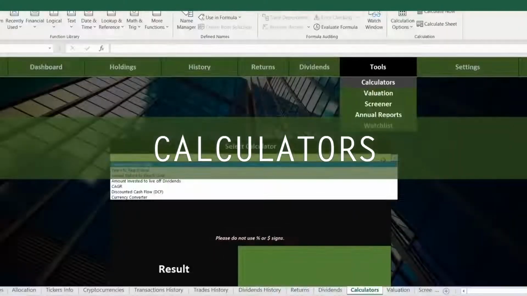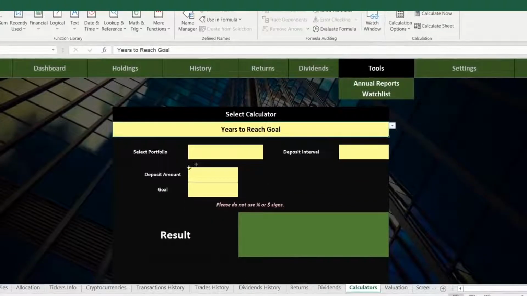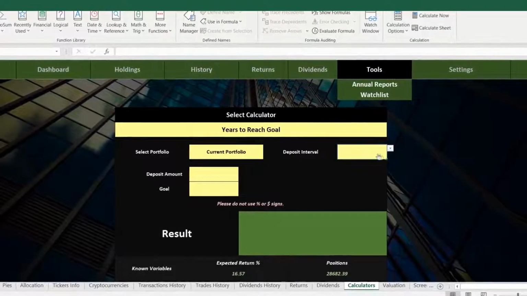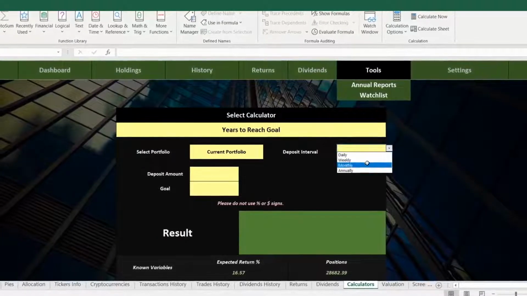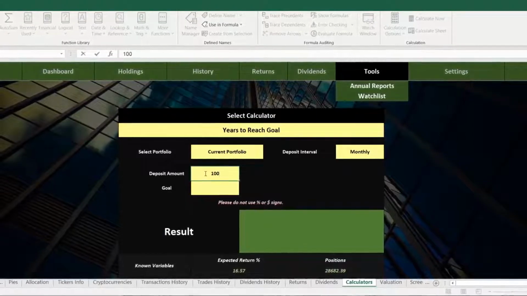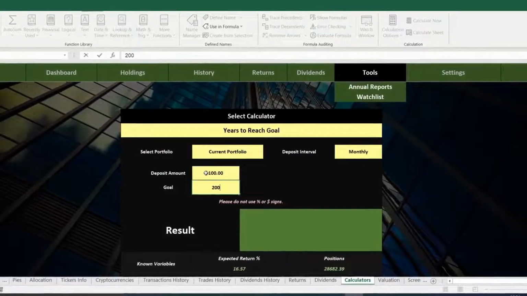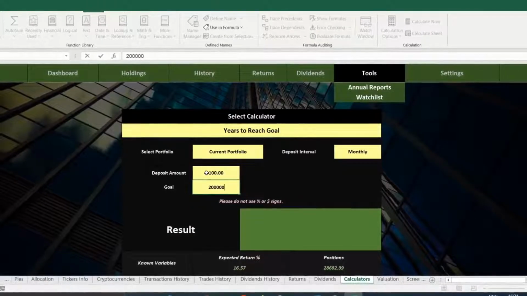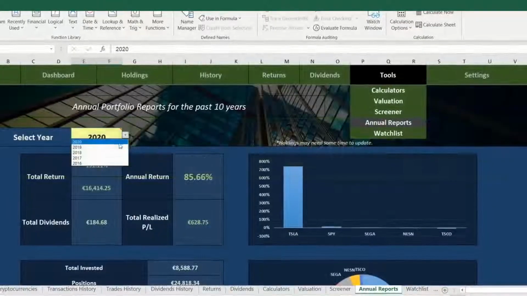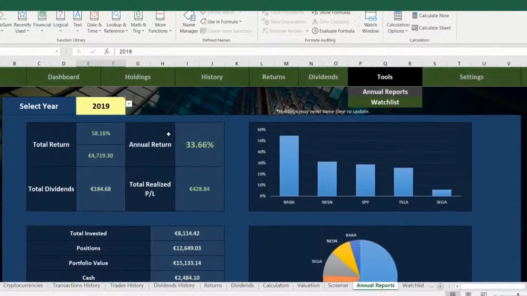Calculators. 7 calculators included, such as your portfolio's future value, how many years to reach your goal, discount cash flow calculation, and a live currency converter. Annual reports. Generate annual reports in PDF format with the click of a button and see how portfolio performs over time.